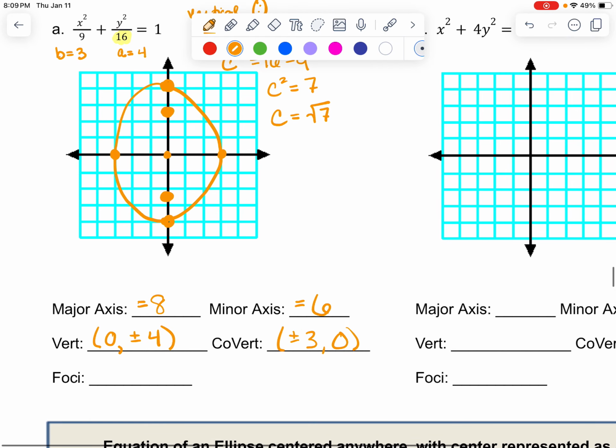And then when I write them down, since they went up and down and they're on that major axis, it's 0 plus or minus square root of 7.